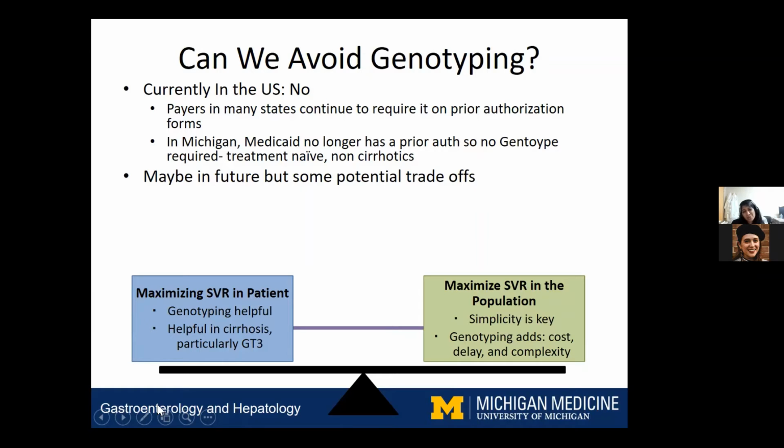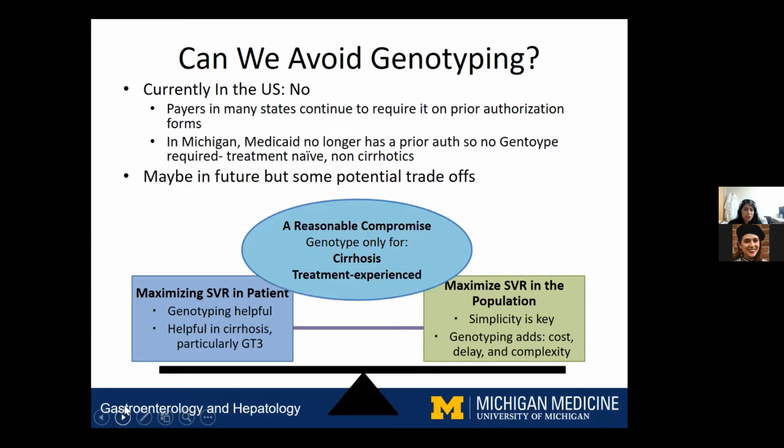The good news is that in Michigan, as of April 1st of 2021, Medicaid no longer has a prior authorization. So technically no genotype test is required. So this is something to think about in patients who are treatment naive and who do not have cirrhosis. And then, I think this landscape is somewhat shifting or changing, and there could be a role to not having to do the genotype as regularly as we have been doing in the future. And there are some potential trade-offs.